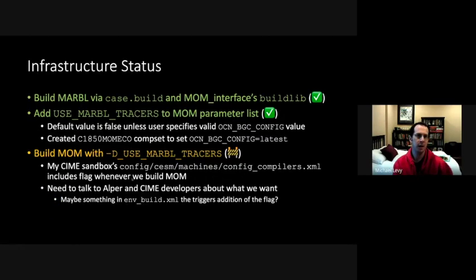All right, so on the infrastructure side, we build MARBL, and this is done through CSM's case.build script, which calls MOM interfaces build lib script, and that's done. Use MARBL tracers is in the MOM parameter list. The default value is false unless you specify an Ocean BGC config that is not none. And so I created the C1850 MOM eco comp set in CSM that sets Ocean BGC config to latest, which uses the most up-to-date tunings that we have.